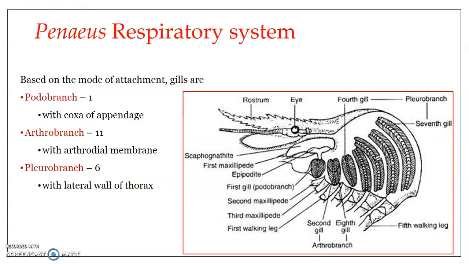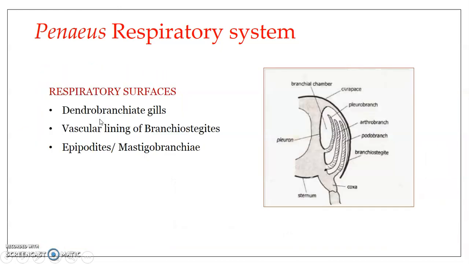Now, there are different types of gills based upon where they are attached. We have already seen that these gills are placed in the gill chamber or the branchial chamber, but the gills are attached to the body at various positions. It could be attached, as in this case, that is a podobranch, to the coxa. You can see here, that's a typical figure here.